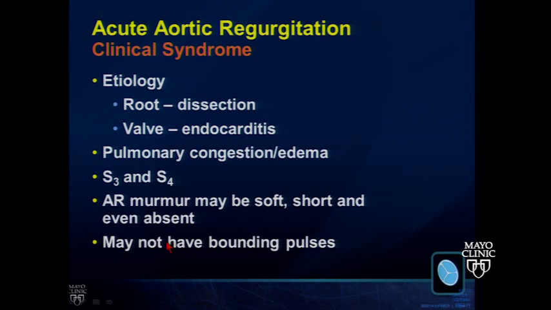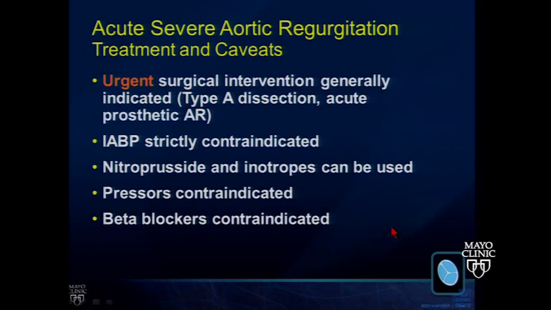Again, you have to look at the etiology in aortic regurgitation, because it can be due to a root or a valve. If it's a root and acute, it's probably dissection, and you operate right away. If it's a valve, it's probably endocarditis. You're going to treat them with antibiotics, but if they have heart failure, you go in and operate. And remember, the aortic regurgitation murmur may be soft, short, or even absent. And again, surgical intervention is usually indicated.